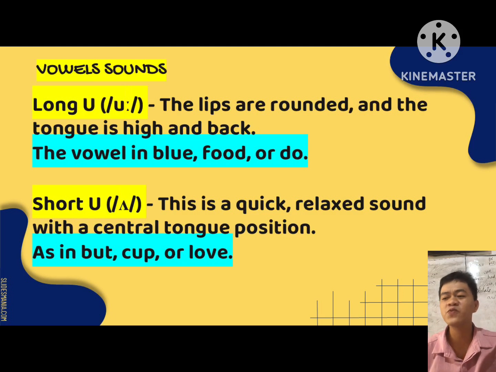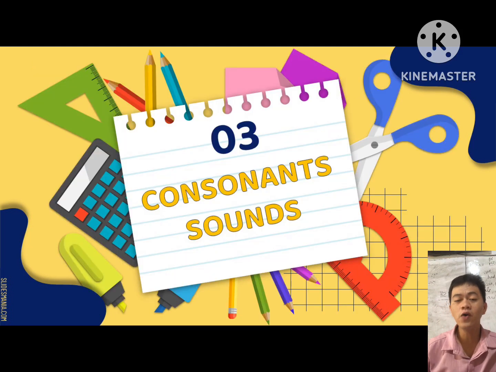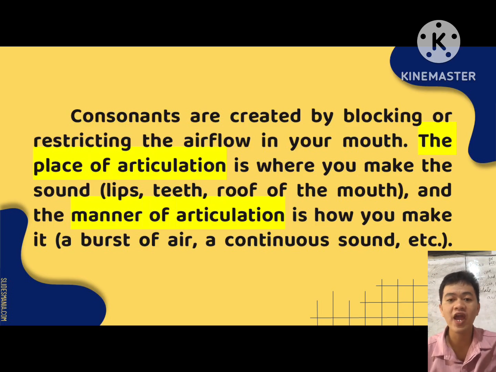So at this point, we're going to proceed with the consonant sounds. Consonants are created by blocking or restricting the airflow in your mouth. So we have here the place of articulation and then the manner of articulation. The place of articulation is where you make the sound: the lips, teeth, roof of the mouth, here.